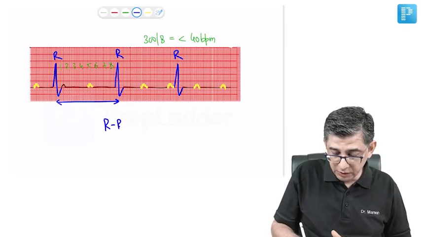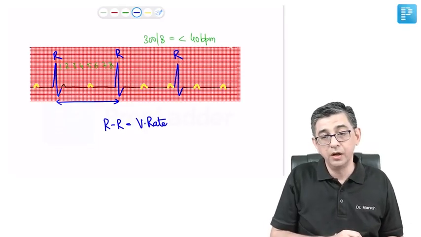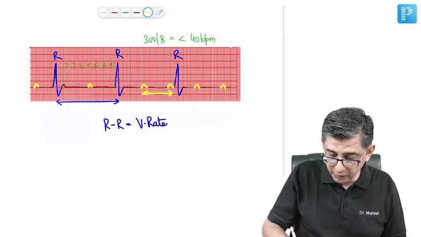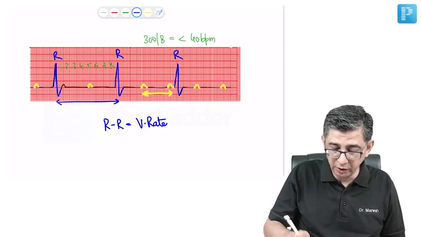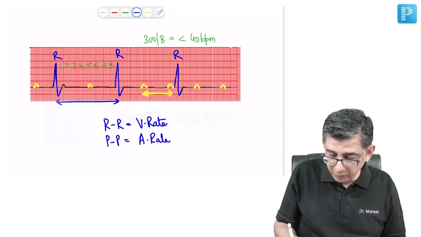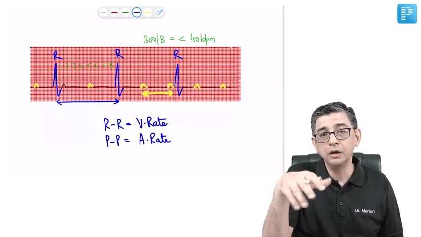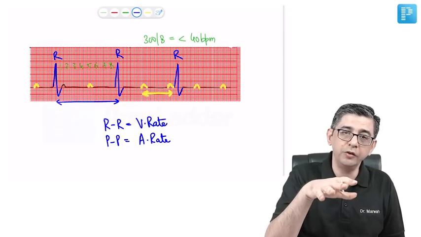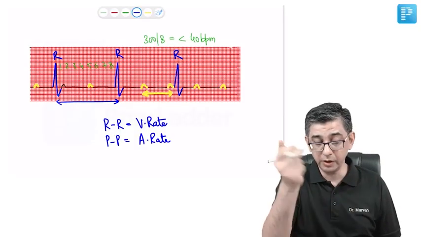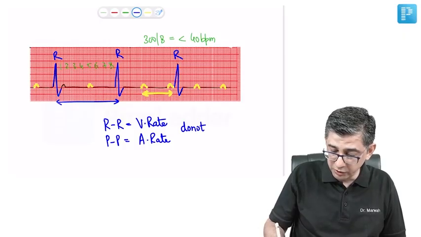RR interval in the ECG decides ventricular rate, whereas the distance between the P and the P waves, this is called the PP interval, and the PP interval will be determining the atrial rate. And in you and me, the atrial rate and ventricular rate are equal. In you and me, if let me say atrial rate is 75, the ventricular rate is also going to be 75. That is a normal sinus rhythm, which is not occurring in this case. The atrial rate and the ventricular rate will not match.